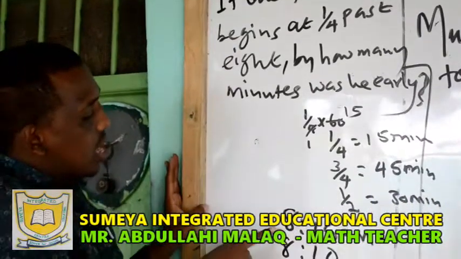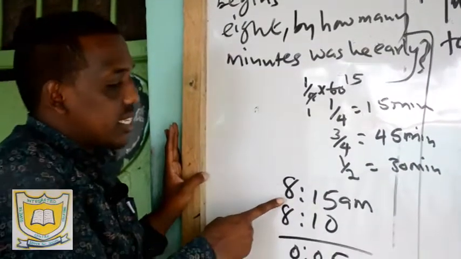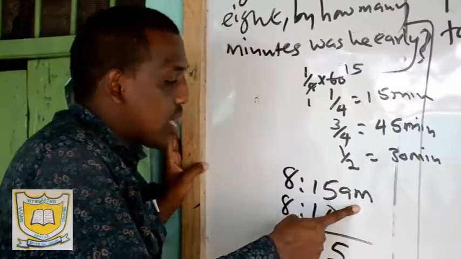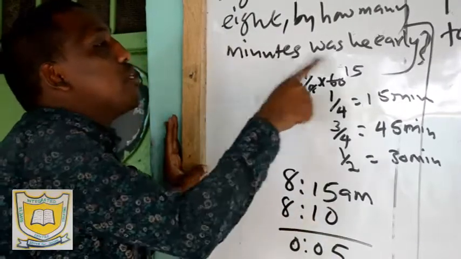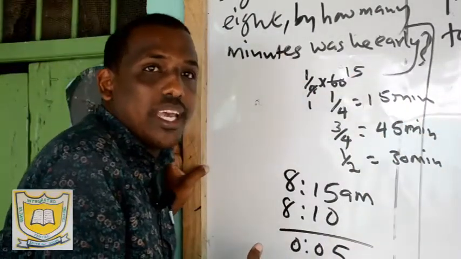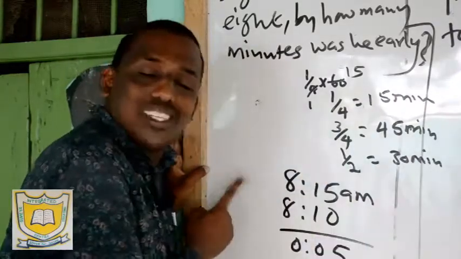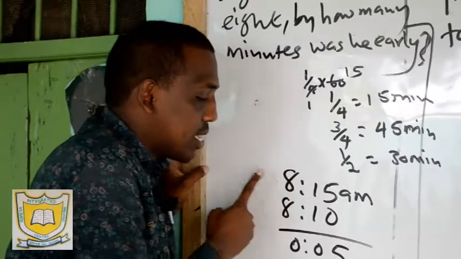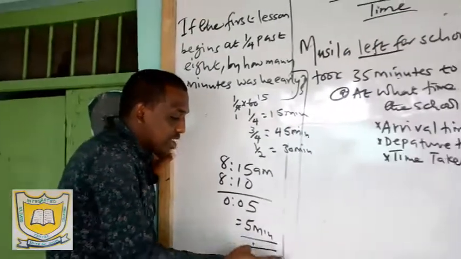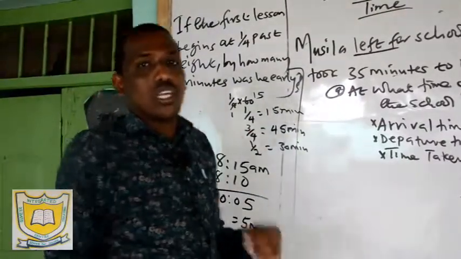So now, the lessons begin at 8:15, 8 plus a quarter. Then you are told how many minutes was he early, and he reached the school at 8:10. We subtract. The lessons begin at 8:15 minus 8:10. You will get 5 minutes. That is, he was 5 minutes early.